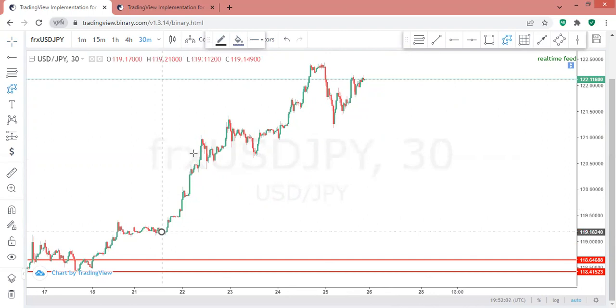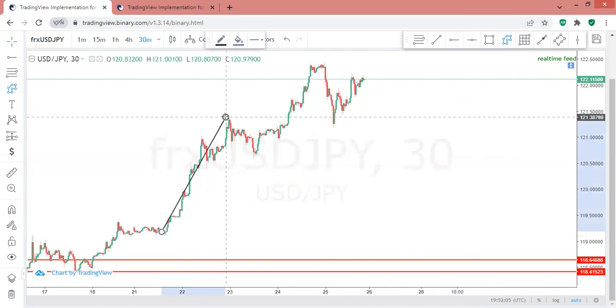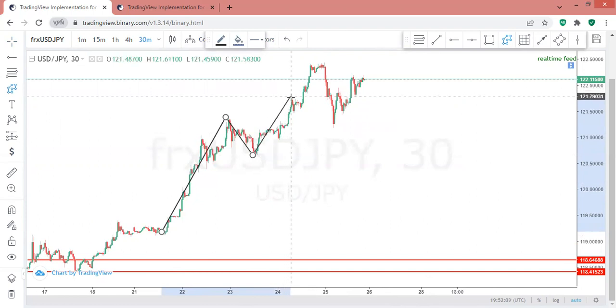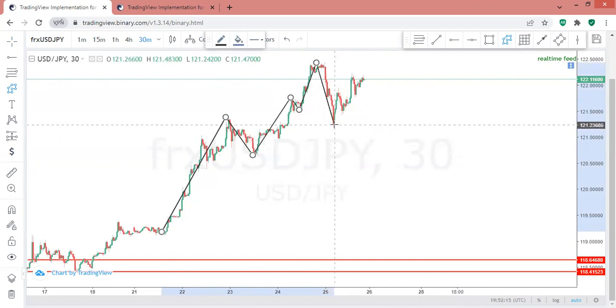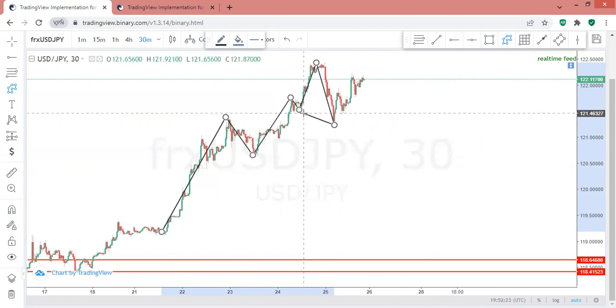See, we have this up move. We created the low. Okay, we can take this as another low in the market. Then it broke the low. Then it broke the low. Break of structure. So this is break of structure, yeah.